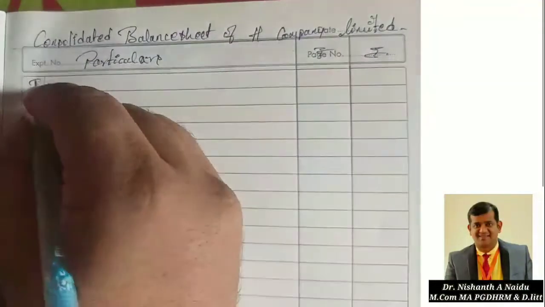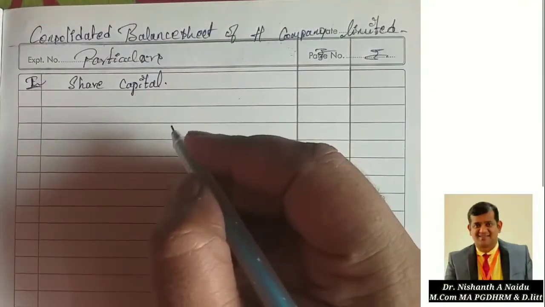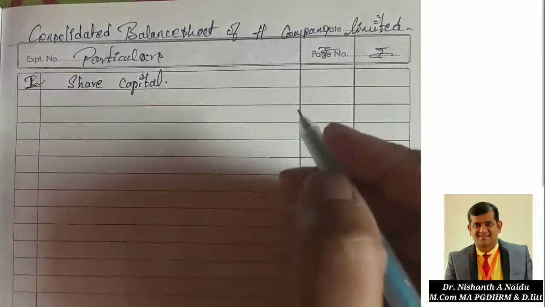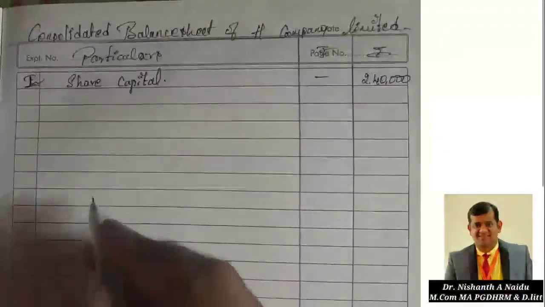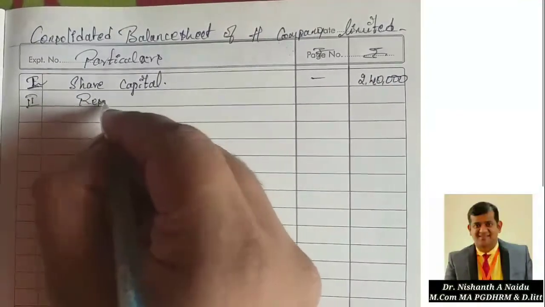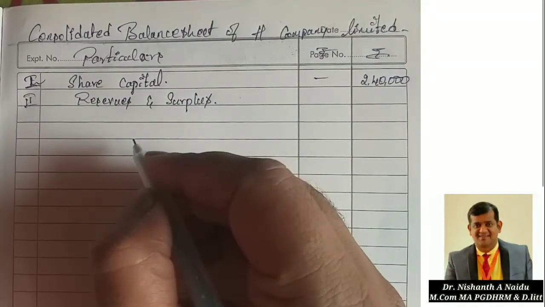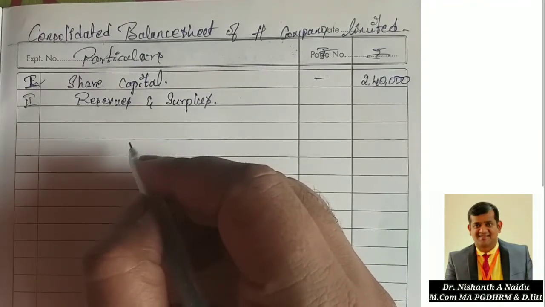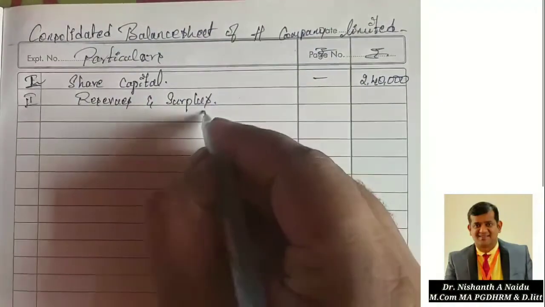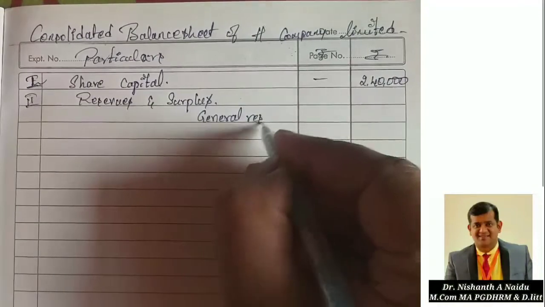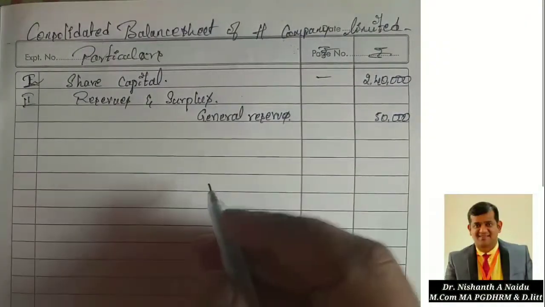First main head we always take is share capital. You should only consider H Company Limited. How much share capital has H Company Limited given in the question? 2,40,000 rupees. So I am taking it directly. Second main head we always get is reserves and surplus. How much reserves and surplus do we have? General reserve 50,000 rupees is given. So directly take that general reserve, 50,000 rupees, as it is given in H Company Limited.